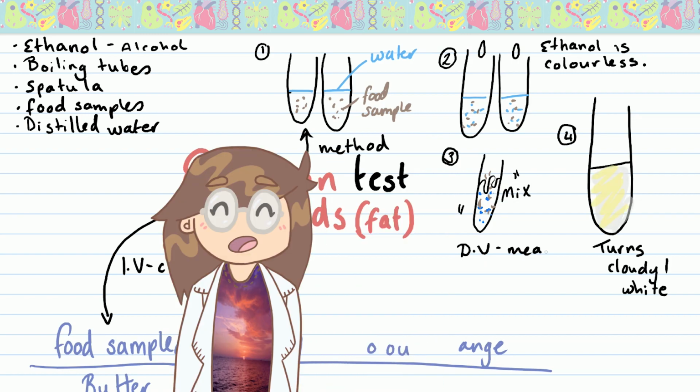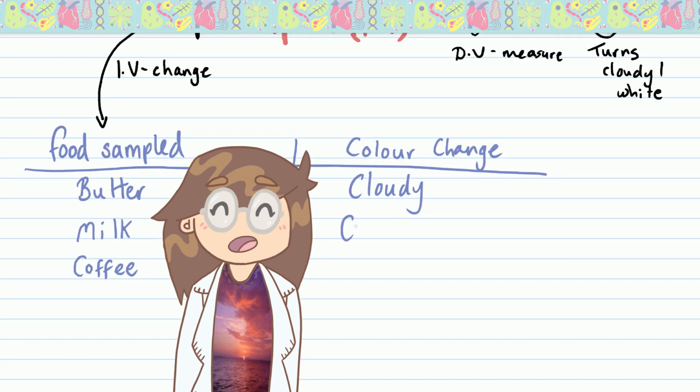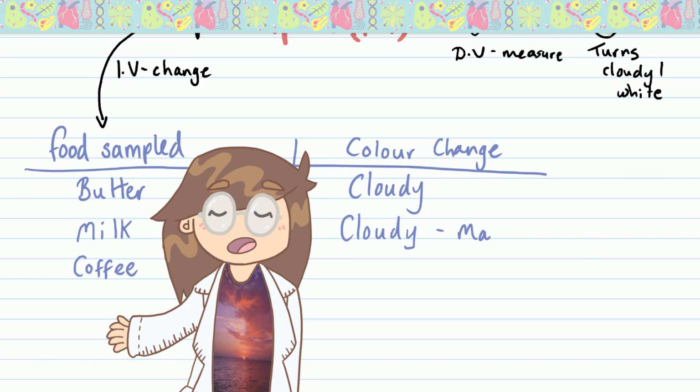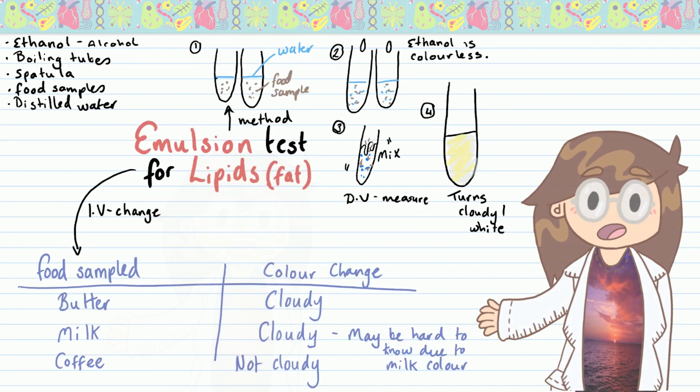an emulsion. Butter and milk would contain some fat, so the butter would go cloudy, milk would go cloudy, though it might be hard to tell due to the milk's colour, that's why filtering would be important earlier on, and then coffee would not go cloudy at all because it's got no fat in it.